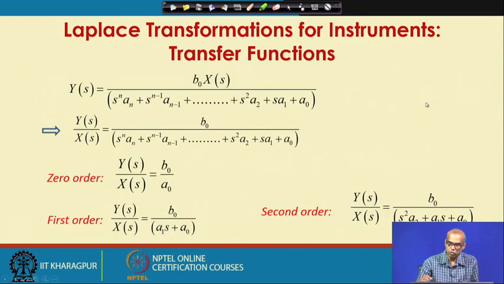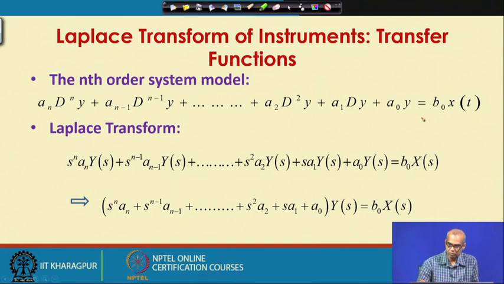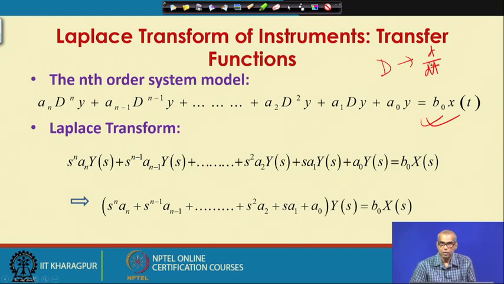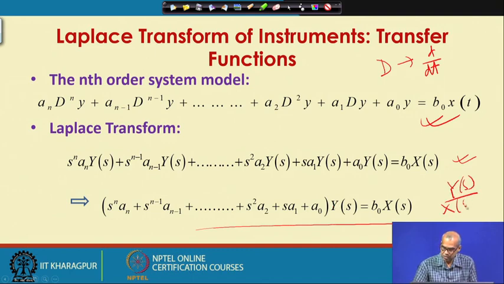So, an nth order differential equation, as we have talked about, can be represented by this. Here the only change I have made is that in place of d dt I have used the differential operator, capital D. You can take the Laplace transformation and you will get this. Now, this can be written like this, which allows you to write Y(s) by X(s), which represents the transfer function for the instrument.